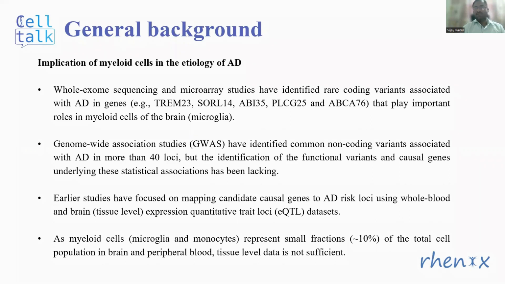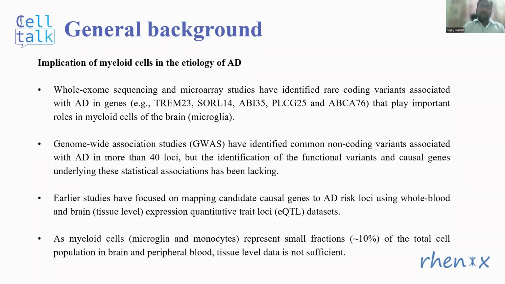So many GWAS studies have been performed, and they have identified many non-coding variants. Now, the earlier studies focused on mapping candidate causal genes to Alzheimer's disease risk loci using whole blood and brain expression quantitative trait loci datasets. So in the previous studies, GWAS and quantitative trait loci of the expression of the genes in those particular risk loci were analyzed.